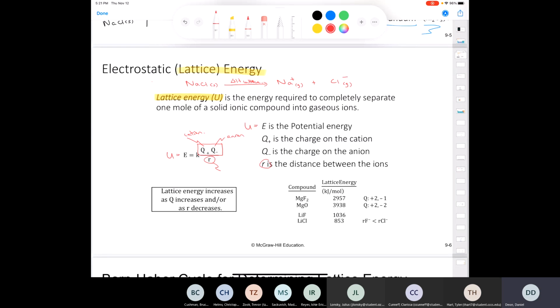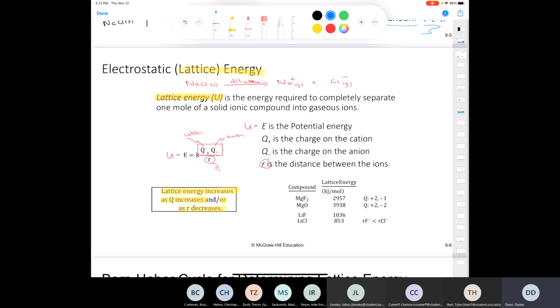If the charge of the cation and anion are in the numerator, what does that tell us? It tells us that the greater the charge, the greater the lattice energy. Lattice energy increases as Q increases. If our R, our distance between our ions, is in the denominator, what does that tell us? The smaller R is, the greater the lattice energy will be. As R decreases, lattice energy is going to increase.